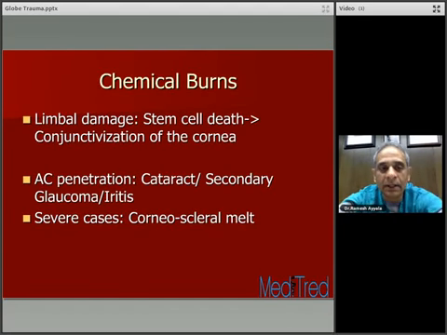So chemical burns, because of limbal damage, lead to stem cell death and conjunctivalization of the cornea. So it's always important for you to look at the limbus and decide if there are associated stem cells while you're classifying these patients. Anterior chamber penetration of the chemical can lead to cataract, secondary glaucoma and iritis. In severe cases, you can see patients with corneoscleral melt.